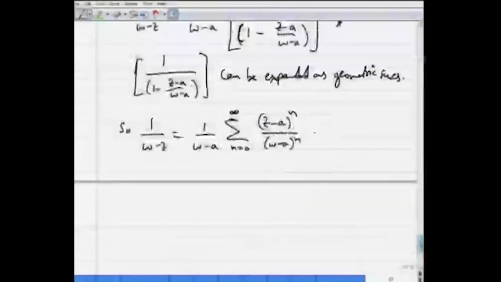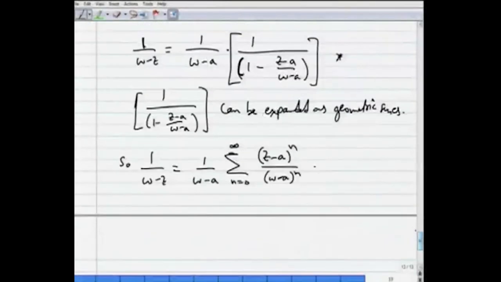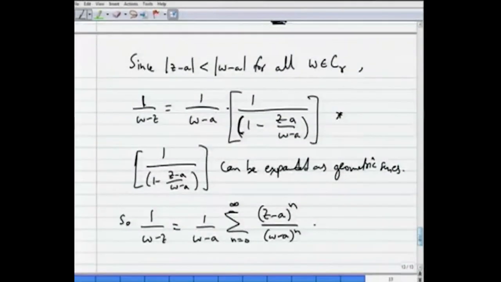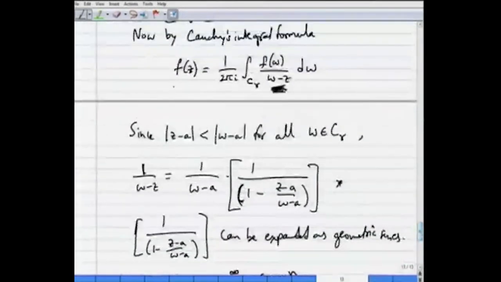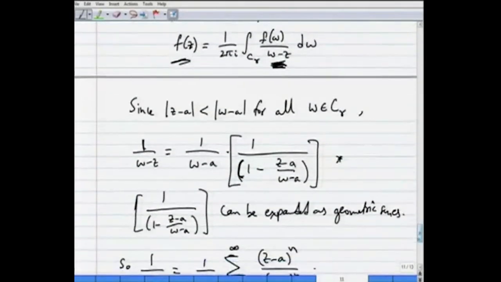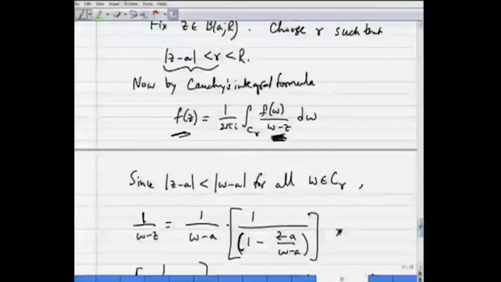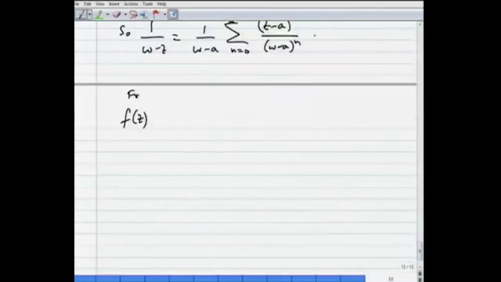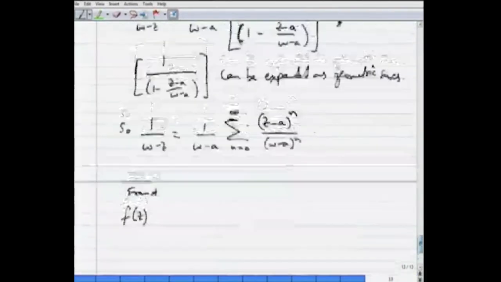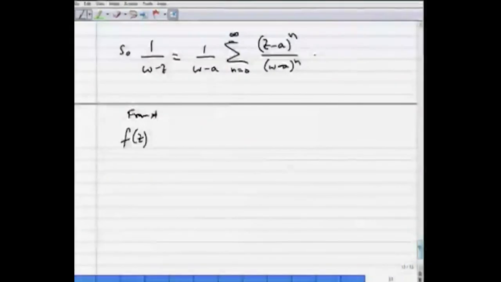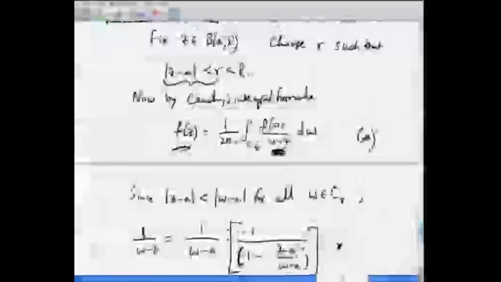So, I have somehow got a power series within the value for f of z. Now I will try to express f of z as a power series itself. So, f of z from that Cauchy's integral formula, from star. Did I use star earlier? Let me call it star star, maybe I have used star.